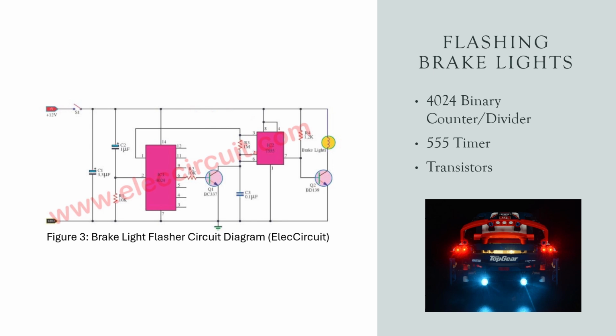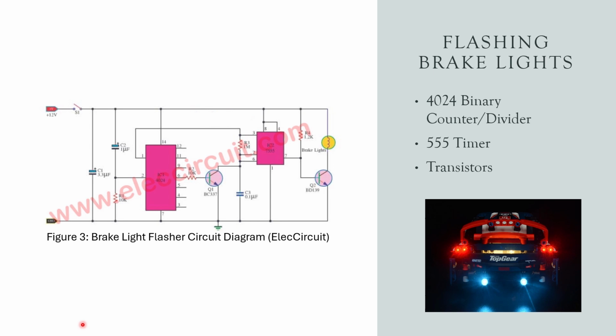Figure 3 here shows the circuit diagram for a brake light flasher. This circuit works because when the brake switch is pressed, 12 volts of power is applied to the circuit, which activates both the 4024 counter and the 555 timer. The 555 timer generates pulses that cause the transistors to switch the brake lights on and off rapidly for a short time, creating a flashing effect. After a few flashes, which is determined by the 4024 counter, the lights will remain steadily on, just like normal brake lights.